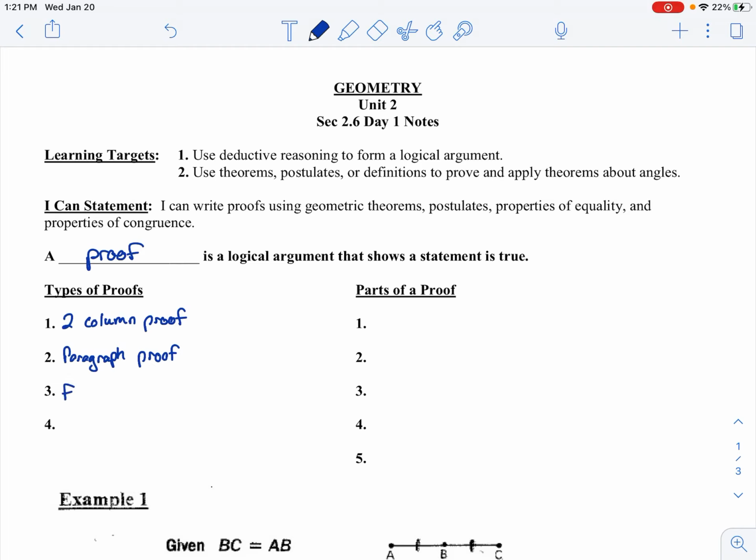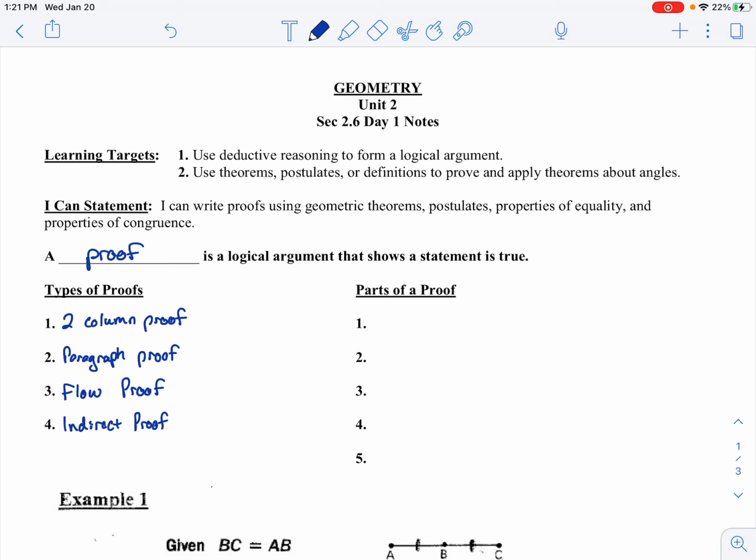There's also something called a flow proof. A flow proof is another graphic organizer where it works on taking these ideas and flowing from station to station, and we'll see examples of those in class as we move on. And the last one, which is a little bit more advanced, I would say, is called an indirect proof.